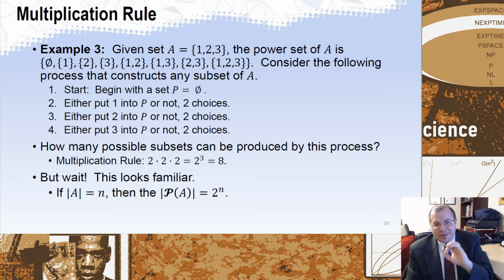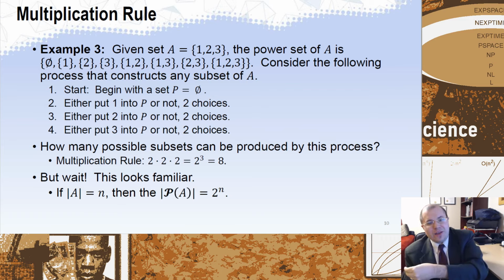So step 1, I'm going to have the empty set. Step 2, I'm either going to put the element 1 into P, which is the set that when you start off is the empty set. I'm going to put 1 into P, or I'm not going to put it into P. So I have two possibilities, right? It's either going to go into P or it's not going to go into P.